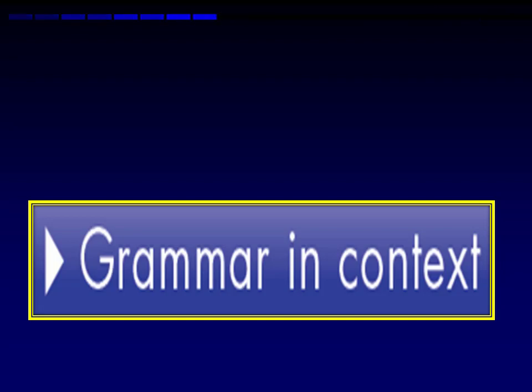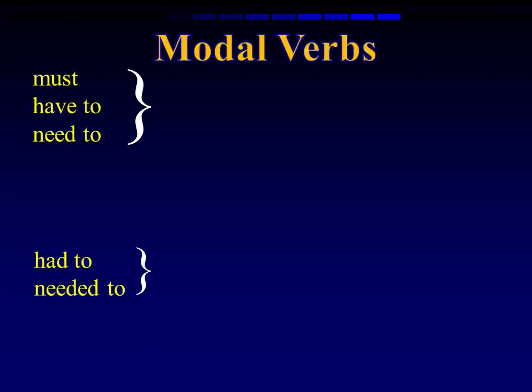Today we're going to talk about some grammar points and how to use them. Today's grammar point is the modal verbs. As you know, we have a few modal verbs in English. Let's start with must, have to, and need to. Can you guess when we use must, have to, and need to?